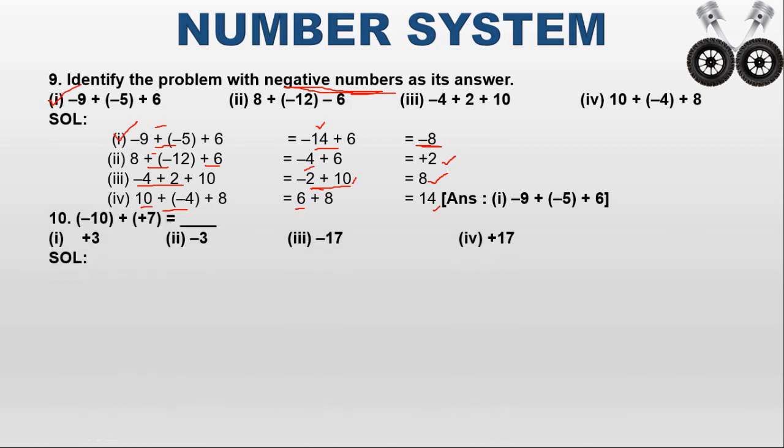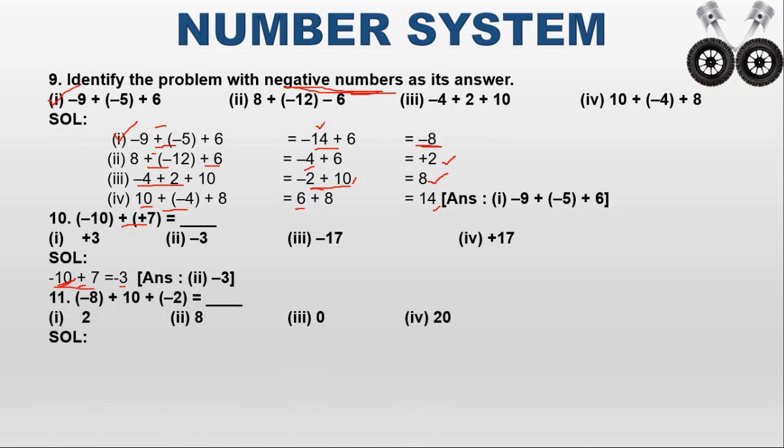Okay, what is the next question? Minus 10 plus, within a bracket, plus 7. So we have to first change the sign. So both are having the same sign. That means you have to put the positive sign. So minus 10 plus 7. So now these two integers are having the different sign. That means you have to subtract. So 10 minus 7, the answer is 3. So what is the biggest number here? The biggest number is 10. The 10 has the negative sign. So you have to put it as minus 3. So the option is second.